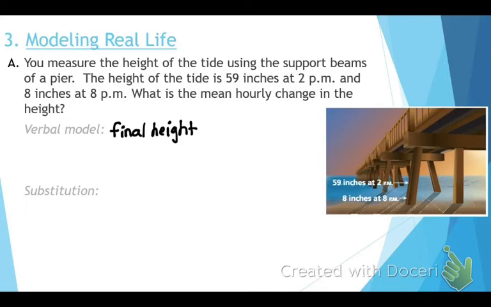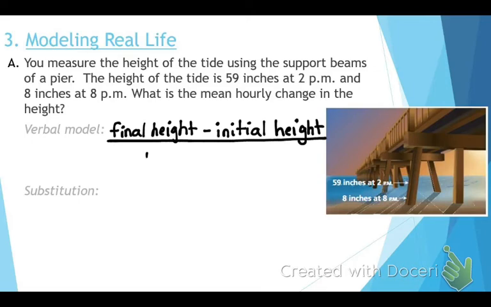Then to find the change, we are going to subtract the initial height. Do you guys know what that word initial means? Like the beginning. The beginning, okay? So we're going to take the final height, the one at the end, and subtract the beginning height, the initial height. And then I have to divide it by the time that it took to do this. So we're going to write time elapsed. That means how long it took for this tide to move up or down.